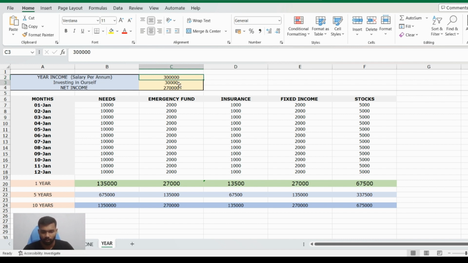Now with this yearly net income, we are going to spend almost 1 lakh 35,000 on needs, 27,000 in our emergency fund, 13,500 in insurance, 27,000 in fixed income, and 67,500 in our stocks. Okay, our fixed income investment is 27,000. We are combining the income of 12 months so that the corpus looks bigger as compared to every month.